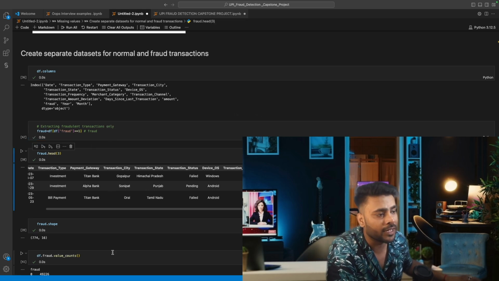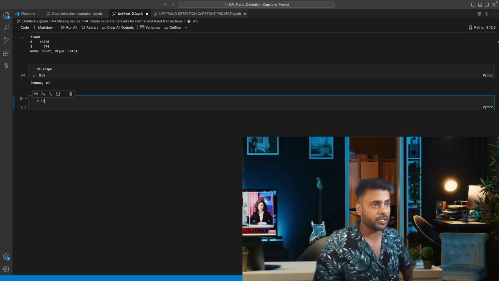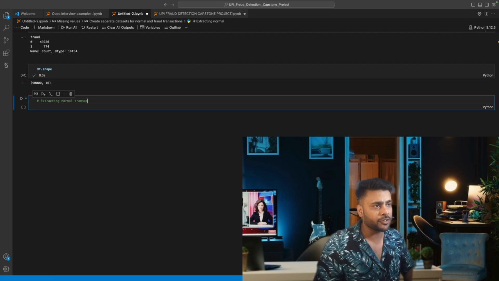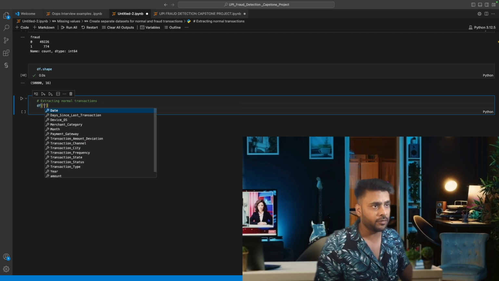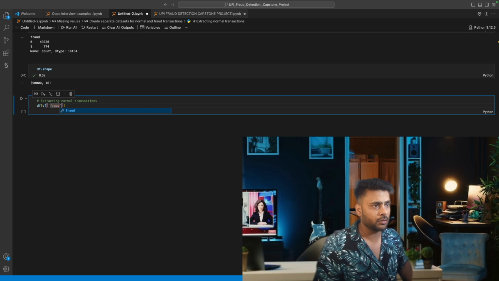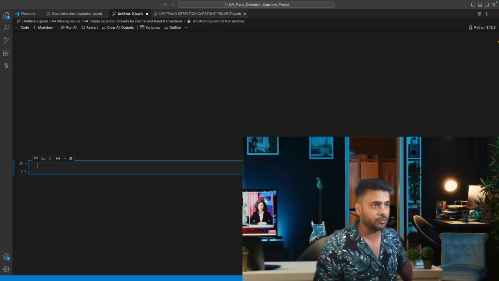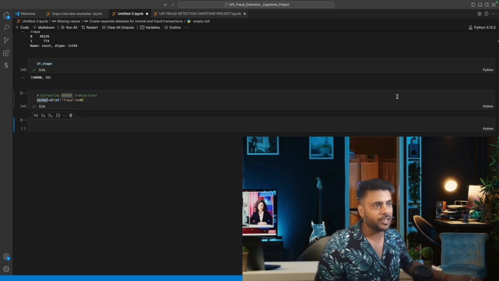And similarly, we will create a normal data set, extracting normal transactions from the entire data set. So how do we do it? df, and in this one you define fraud, and the condition is 0. Okay, so this has been created, but it is not assigned. So I want to assign it to a new data frame and call it normal.